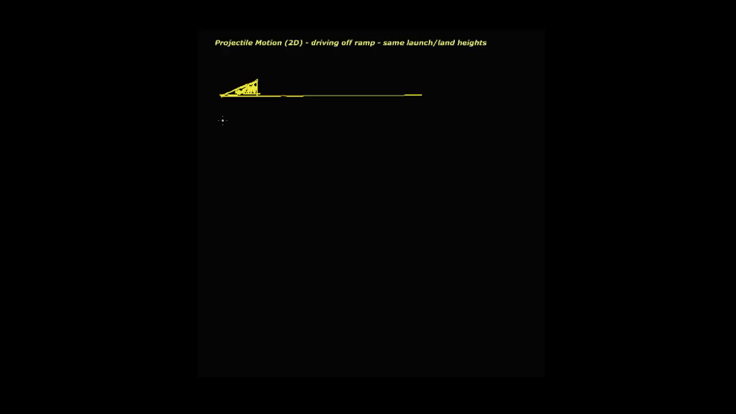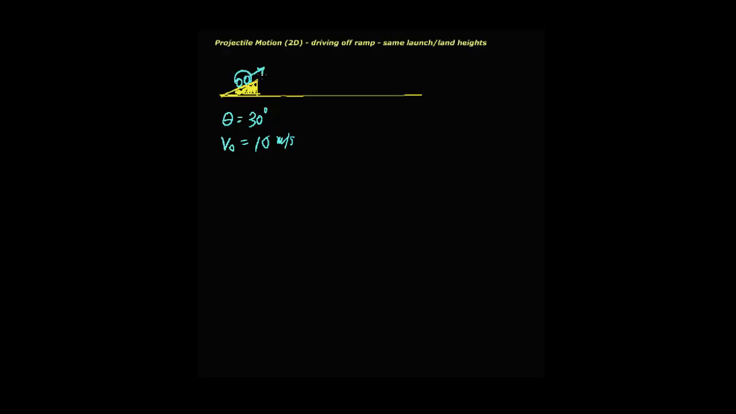And let's just give us some numbers here. Let's say our angle is 30 degrees, just for something easy. Let's say our initial velocity off the ramp is just 10 meters per second. No big numbers, don't need to. Okay, so we have a ramp here. We're going to draw a little car.